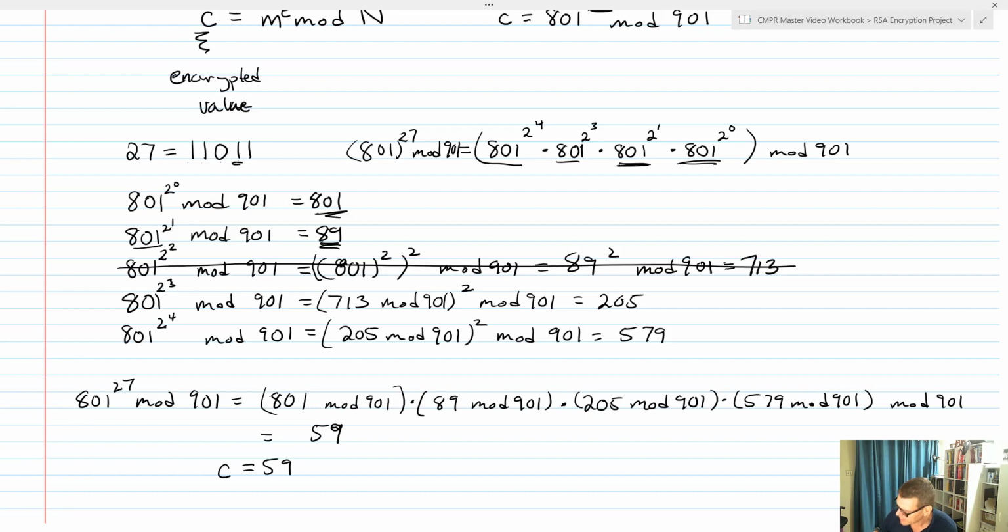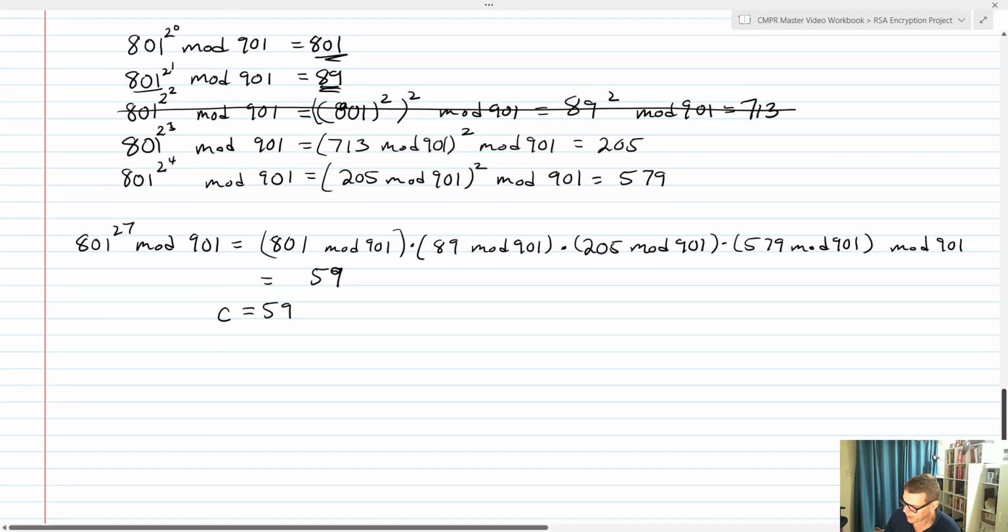So what I'll do is I'll send N equals 901, E equals 27, and then in some kind of private way or under a secure connection, I'll send over that D equals 339. Okay, and then here's the code C equals 59. And this is the encoded value.